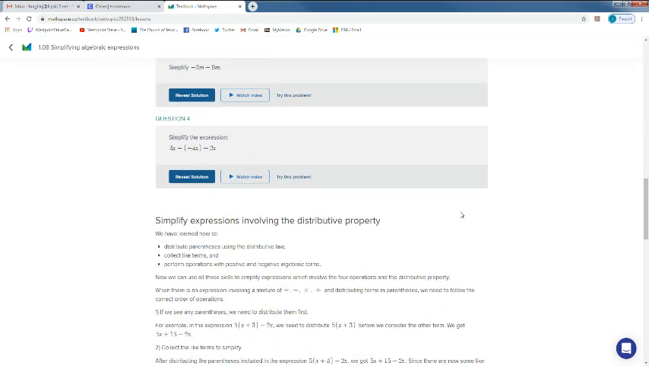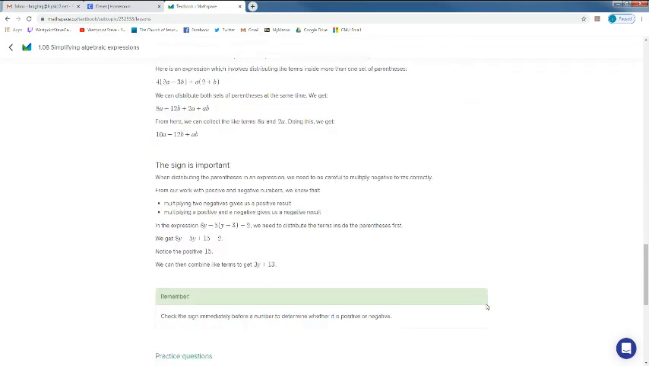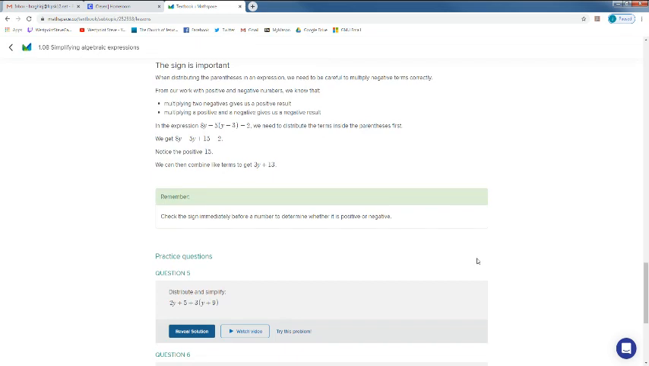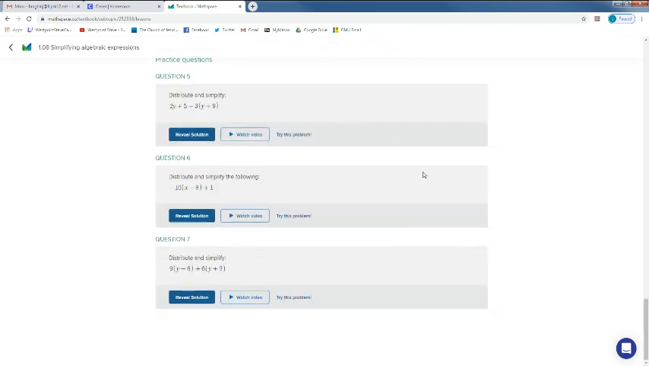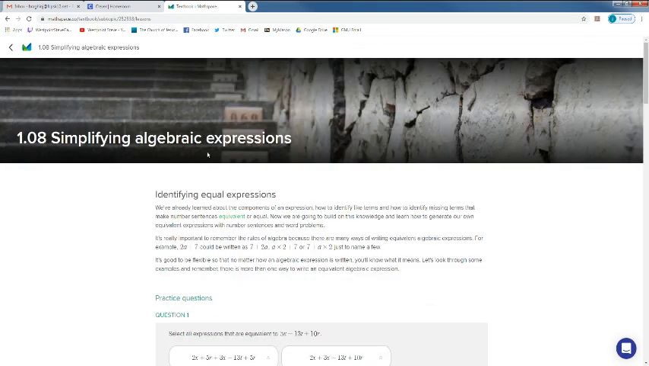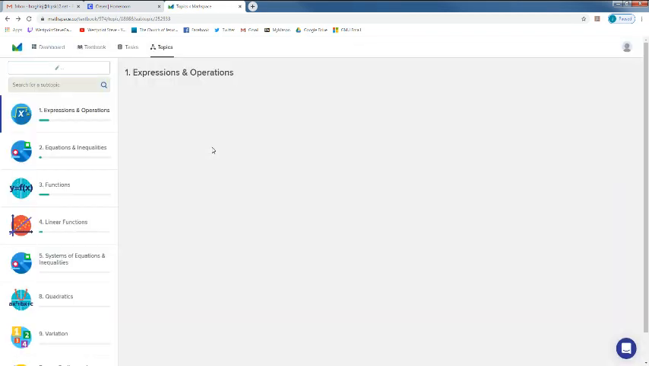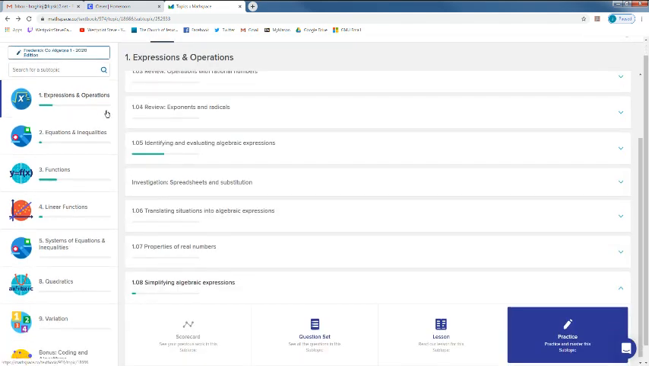You can simplify the expression, do some practice, and then reveal the solution to see if you got it right or wrong. You can watch videos to help you. Okay, so you have a lot of important things that can help you here to relearn some of the things that we taught throughout the year, and to also give you some practice so that you're not just trying to remember one specific thing.